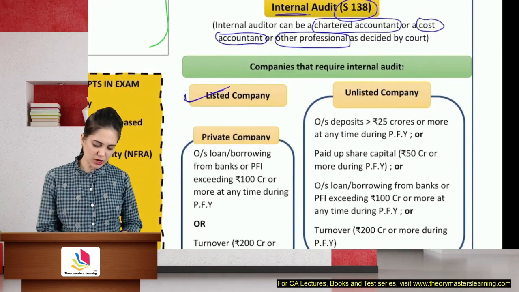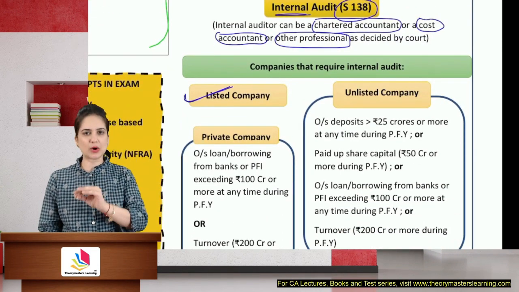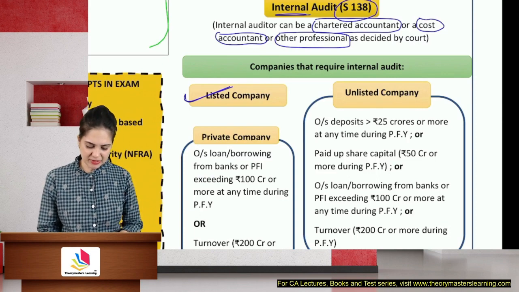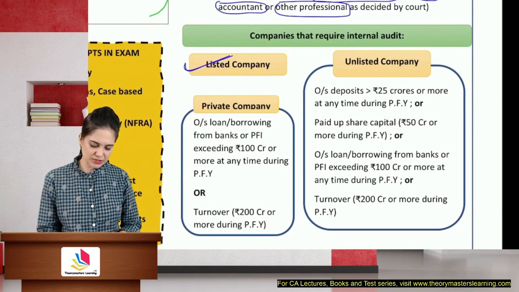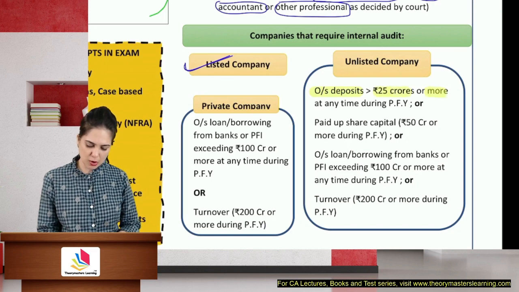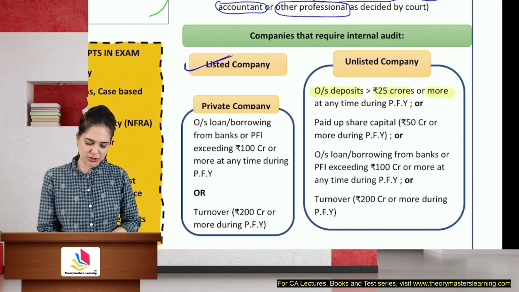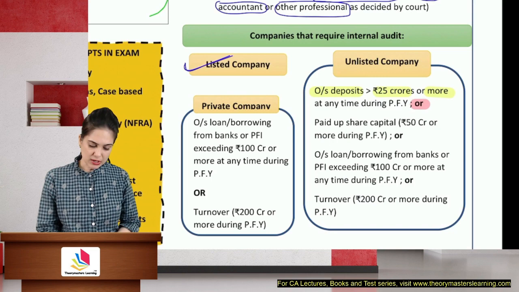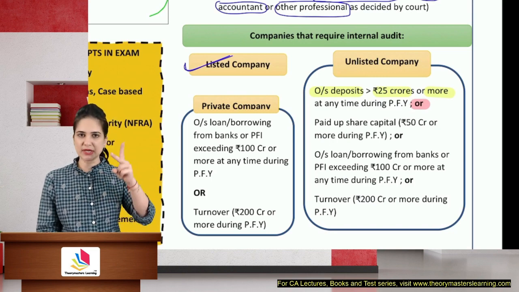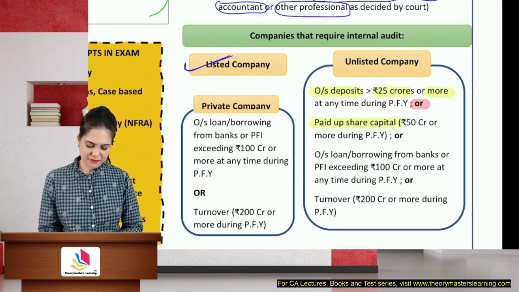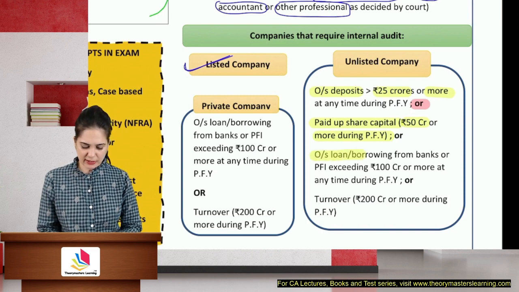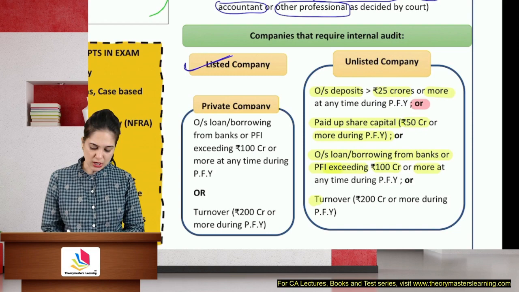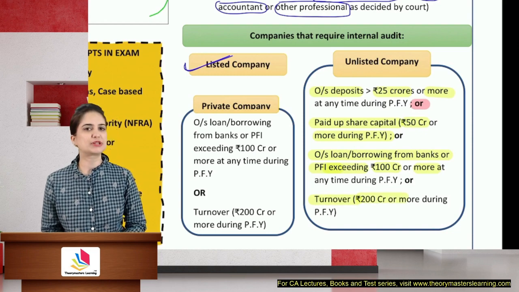Listed companies have to compulsorily get internal audit done. An unlisted company will get the internal audit done only when their outstanding deposit is 25 crores or more during any time in the previous financial year, or, and the word is or, so these are not cumulative, these are alternative requirements, paid up share capital is 50 crores or more, outstanding loans from banks or public financial institutions exceed 100 crore or more, or turnover exceeds 200 crore or more during the previous financial year.